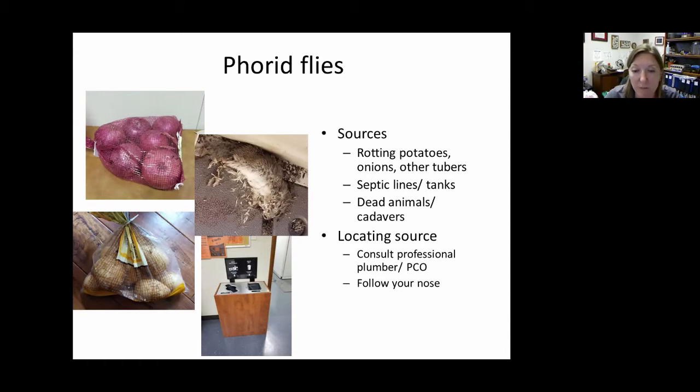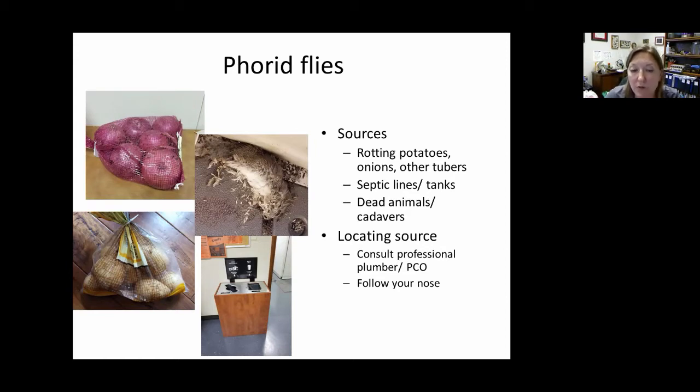I also have a recycling area and a garbage area. A lot of times there will be organic matter that is moist in those types of areas, either from the trash itself, or it could be dripping out of the recyclables. If people are not rinsing those before they stick them in there, then that can lead to sources as well.